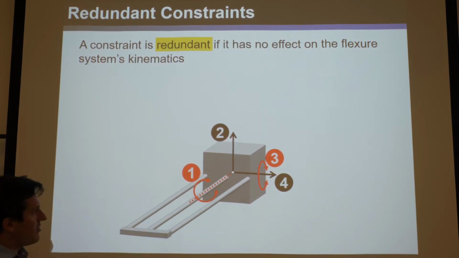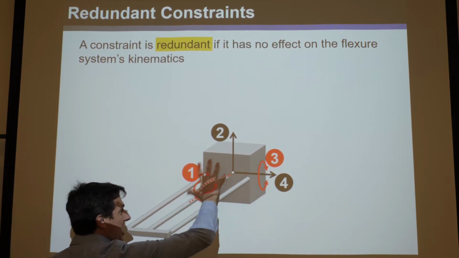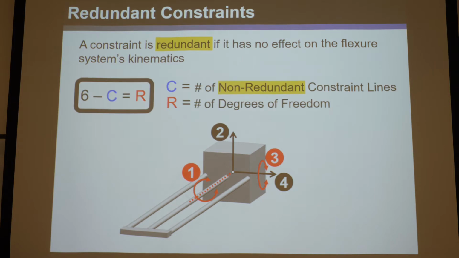You could add it or take it away, and it wouldn't change anything about the degrees of freedom. That's what a redundant constraint is. And you always ask yourself, if I add it or take it away, would it change any of the degrees of freedom? And if the answer is no, then that means it's redundant. Okay?